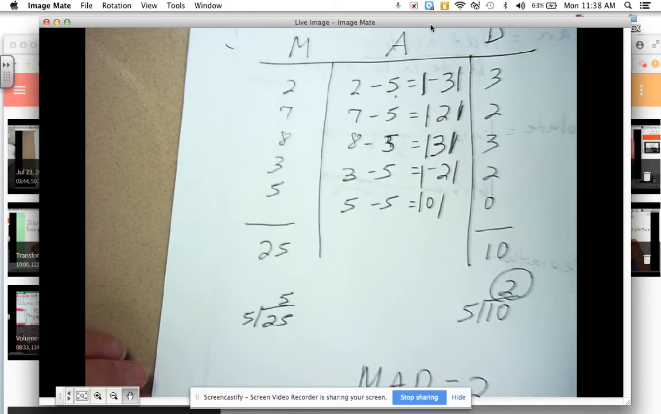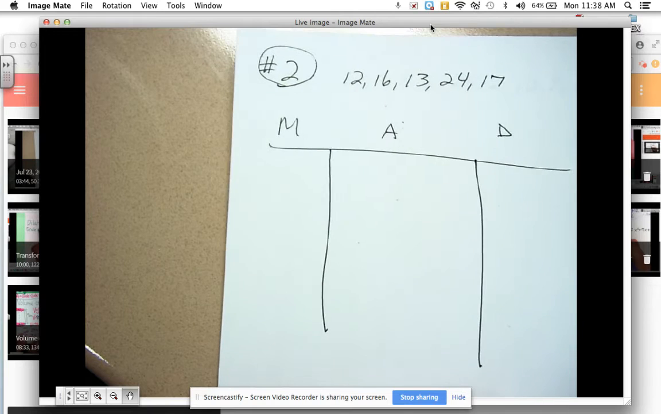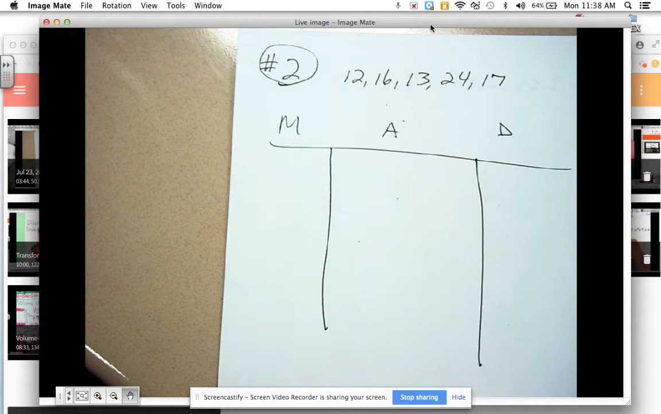We're going to try one. We're going to do it together. So let's try these numbers. I'm going to slow it down a little bit and give you guys a chance to get started. You can use your calculator if you need to.